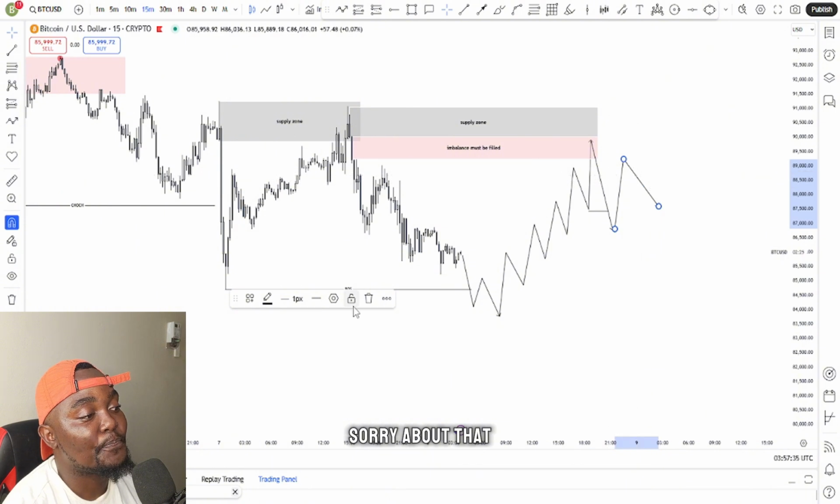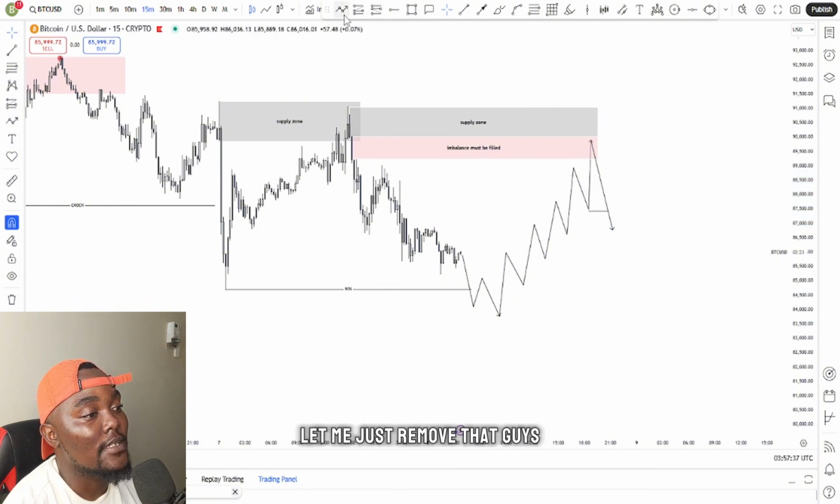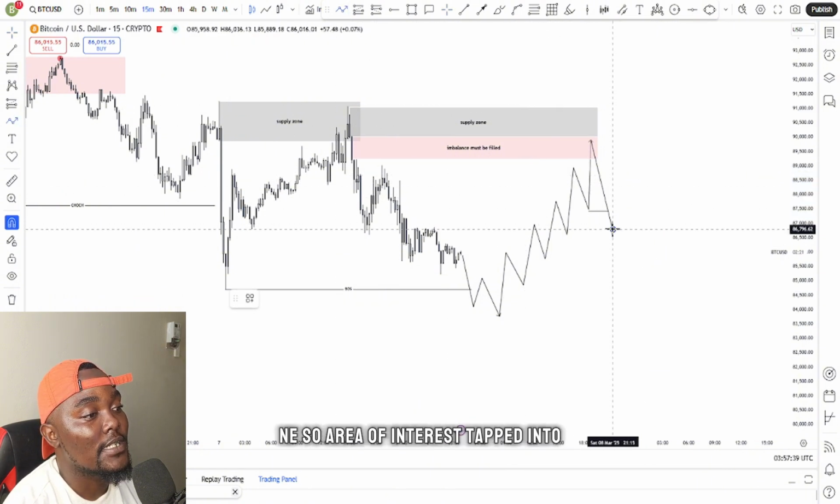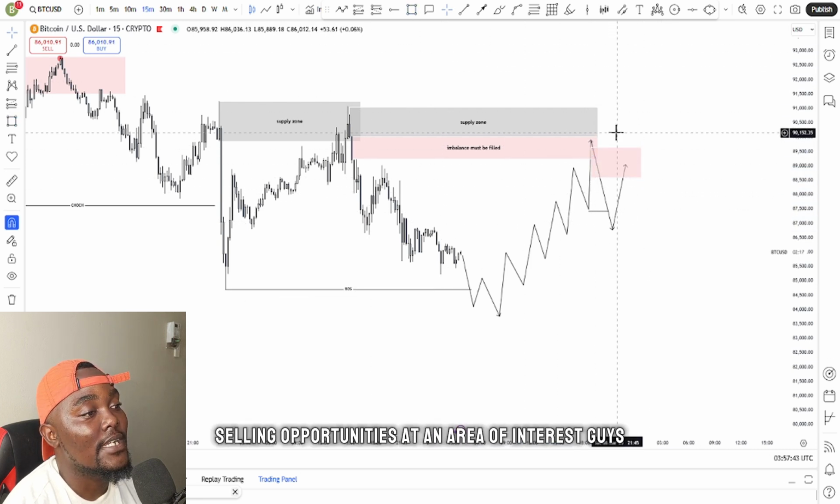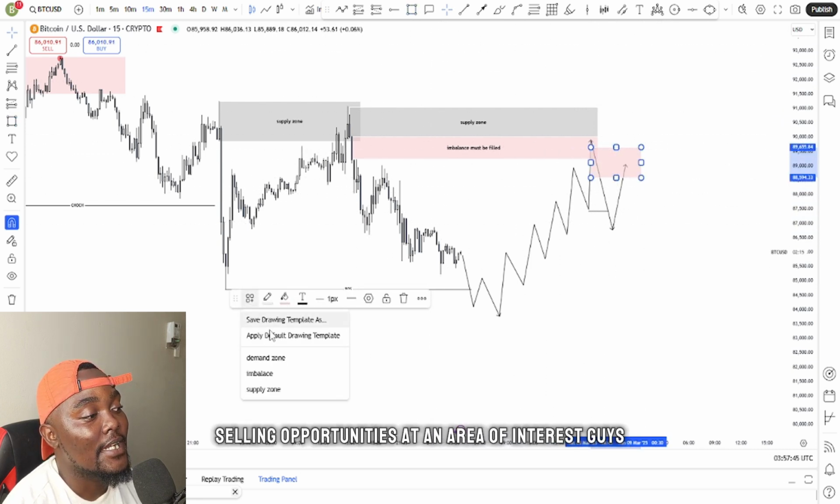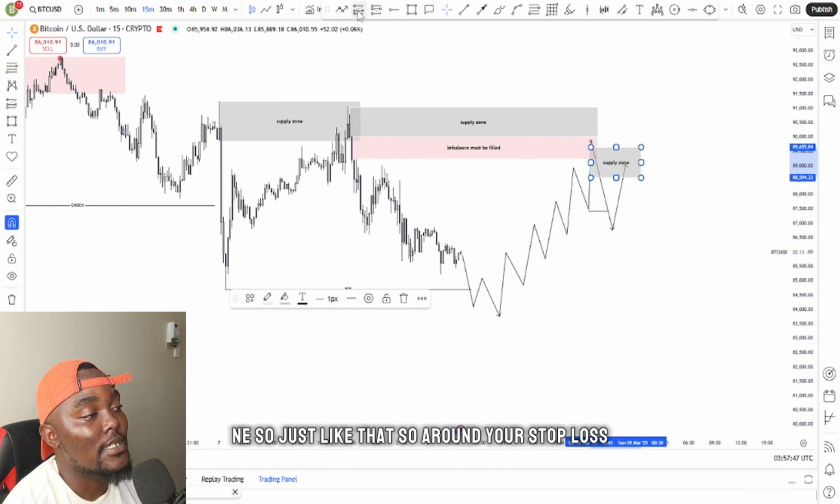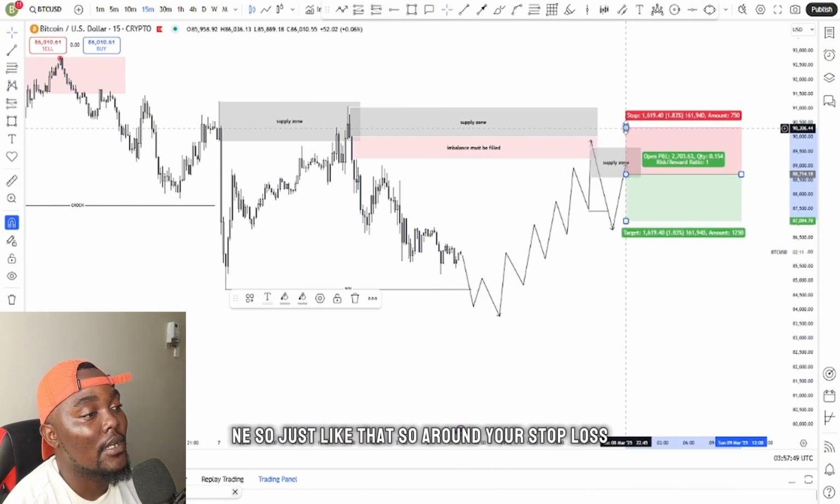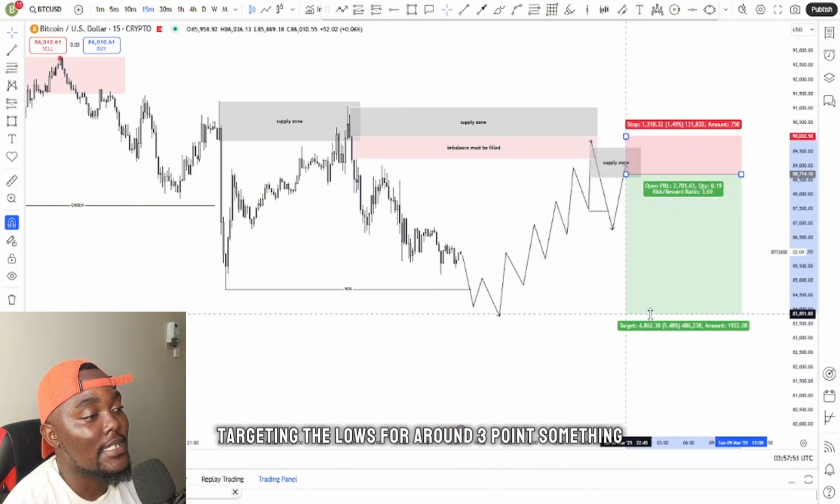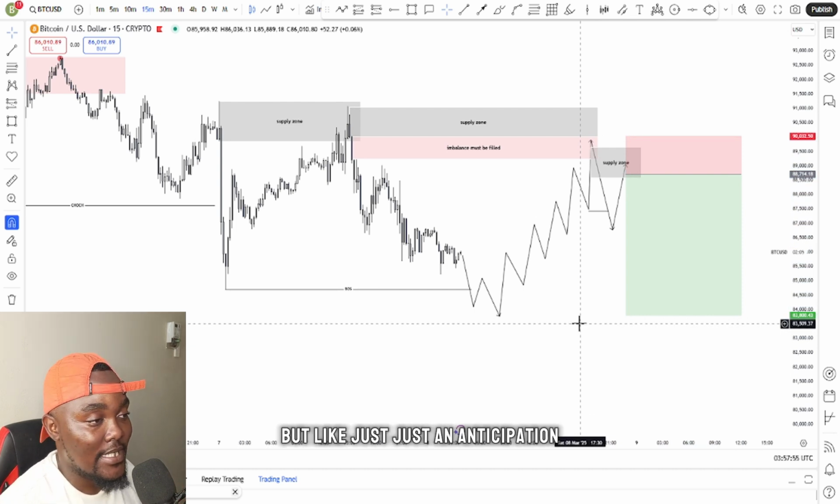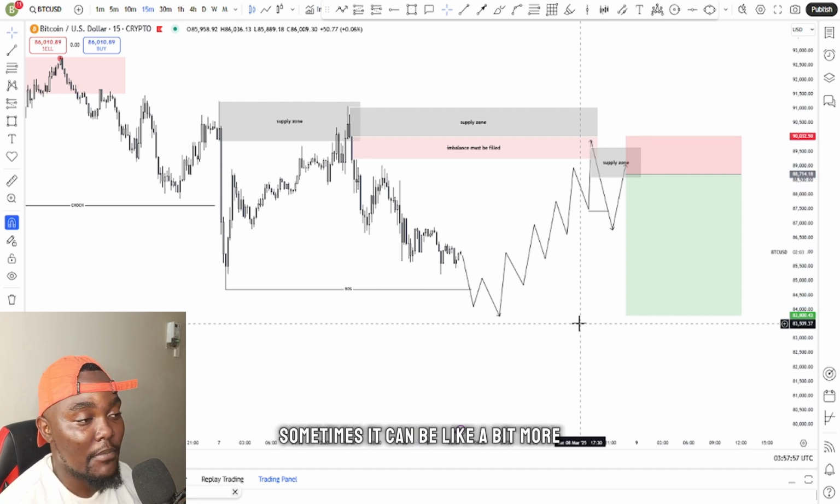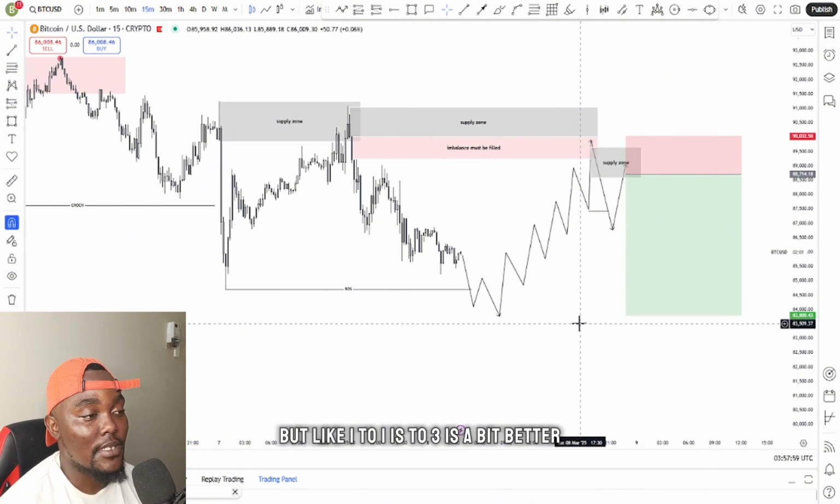Sorry about that. Let me just remove that, guys. Now, area of interest tapped into, then that is when we start looking for selling opportunities at an area of interest, guys. Now, just like that, sell with your stop loss just above, targeting the lows for around 3 point something, but that's just an anticipation. Sometimes it can be a bit more, but 1 is to 3 is a bit better.